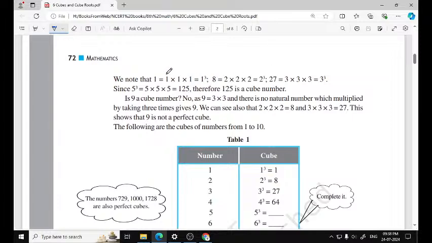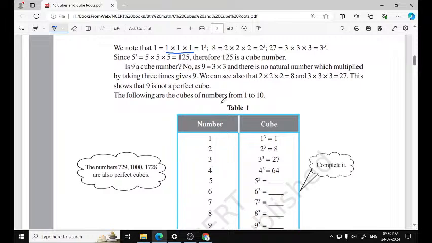So what is 1 cube? It is 1 into 1 into 1. Product of these numbers is 1. So we say that 1 cube is 1. Now 2 cube is 2 into 2 into 2, that is 8. So 2 cube is 8. 3 cube is 27. 5 cube is 125. Therefore 1, 8, 27, 125 are called perfect cube numbers.